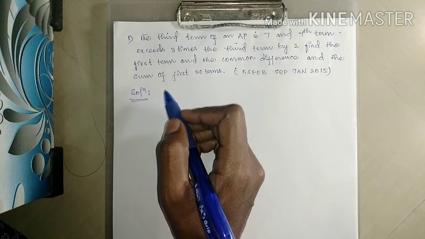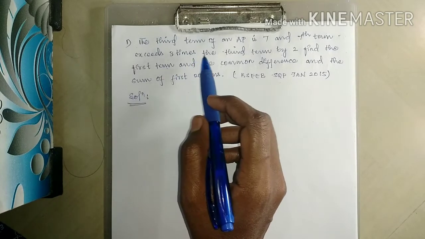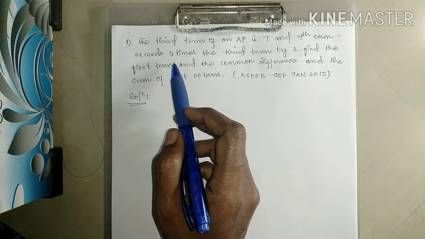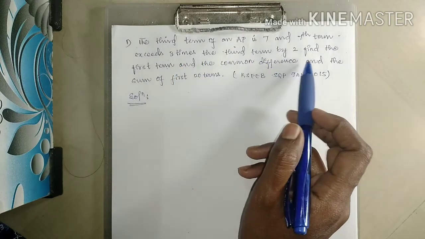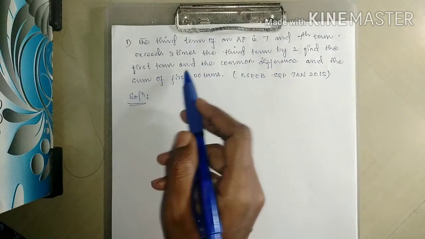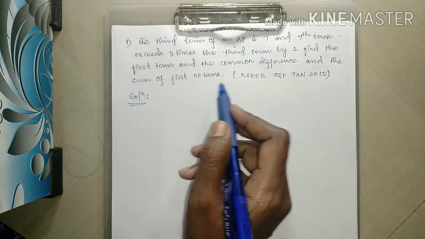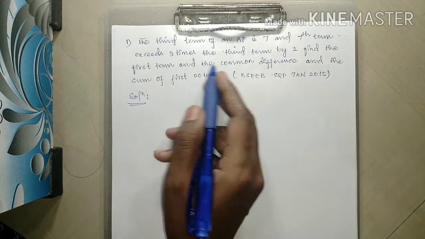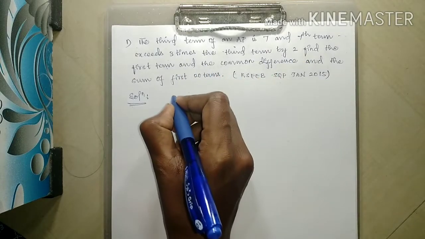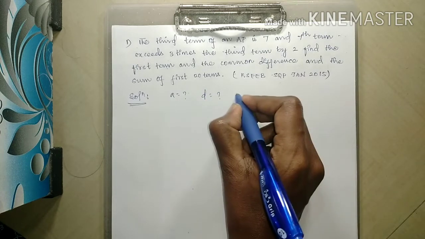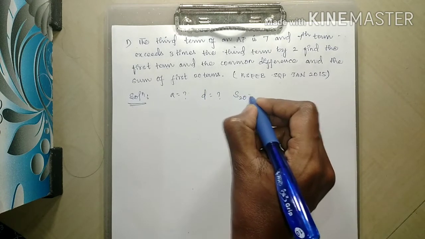Here we have example number 1. The third term of an AP is 7 and the seventh term exceeds 3 times the third term by 2. Find the first term, the common difference and the sum of the first 20 terms. So what are the things you need to find out? That is the first term, common difference and sum of 20 terms.